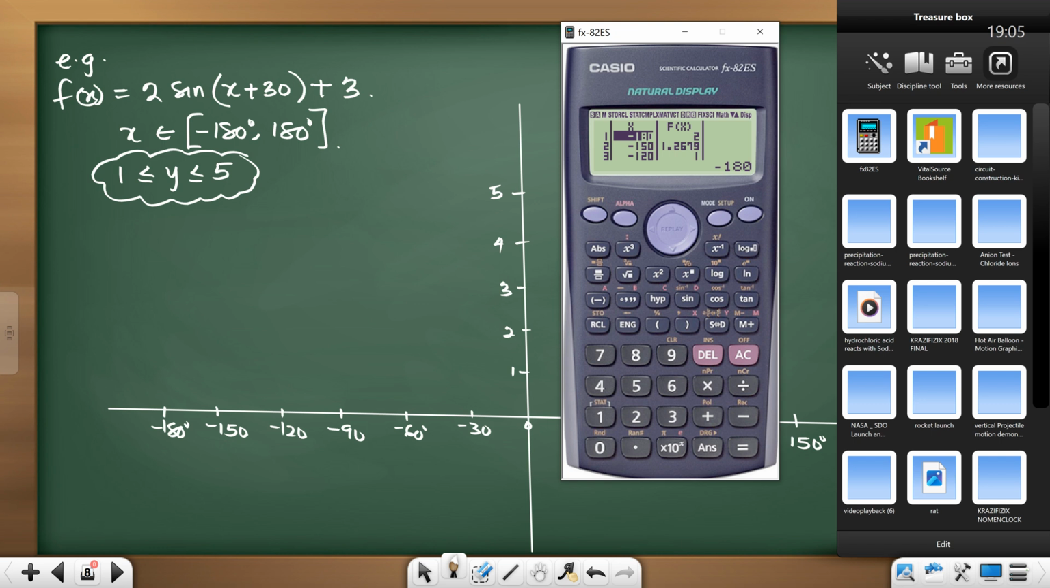If you check your y values, let's just play around with the y values. I want to find the maximum and minimum. All right. 1 looks to be the minimum so far. 2, 3, 4. So we are correct. 5 is max, and 1 is the minimum. Okay, we're going to sketch. Take note of those values.